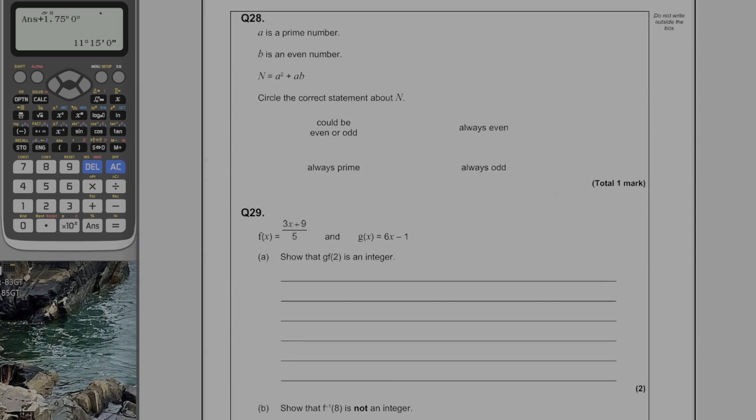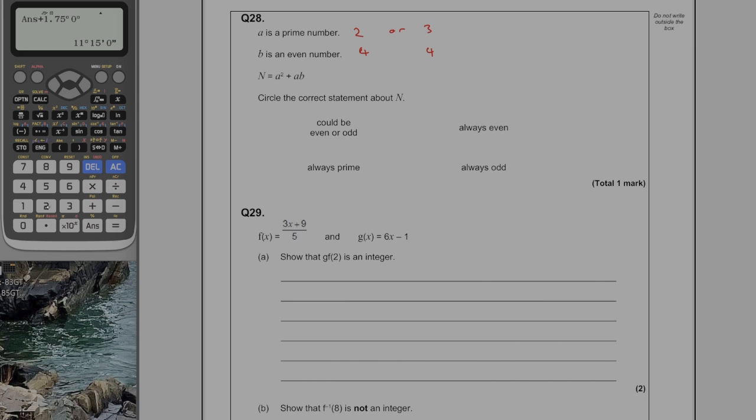Right, question 28. A is a prime number, B is an even number, n is equal to a squared plus ab. Circle the correct statement about n. Okay, so for this, I'm going to do two trials. A is a prime number, so I think the difference that I would get is if I had the only even prime number, 2, or 3. So I'm going to just do a quick trial with either of those, and let's say B is an even number, let's say 4. Let's just see what we would get for both of these.